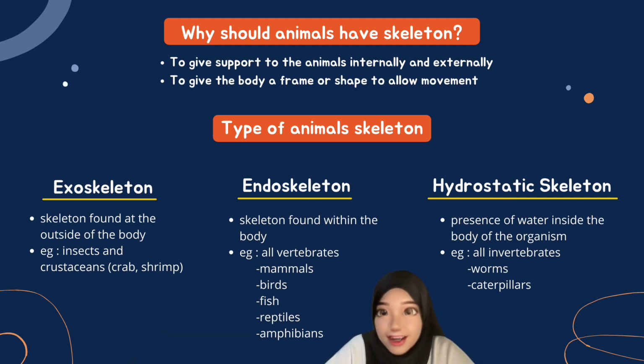Hydro refers to water and static means not moving. Thus, hydrostatic skeleton refers to the presence of water inside the body of the organism. All invertebrates have a hydrostatic skeleton, for example, worms and caterpillars.